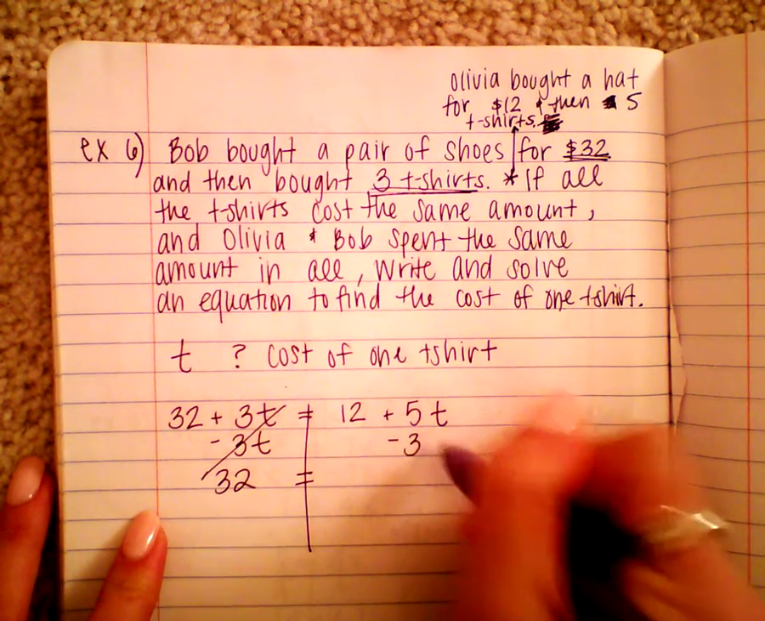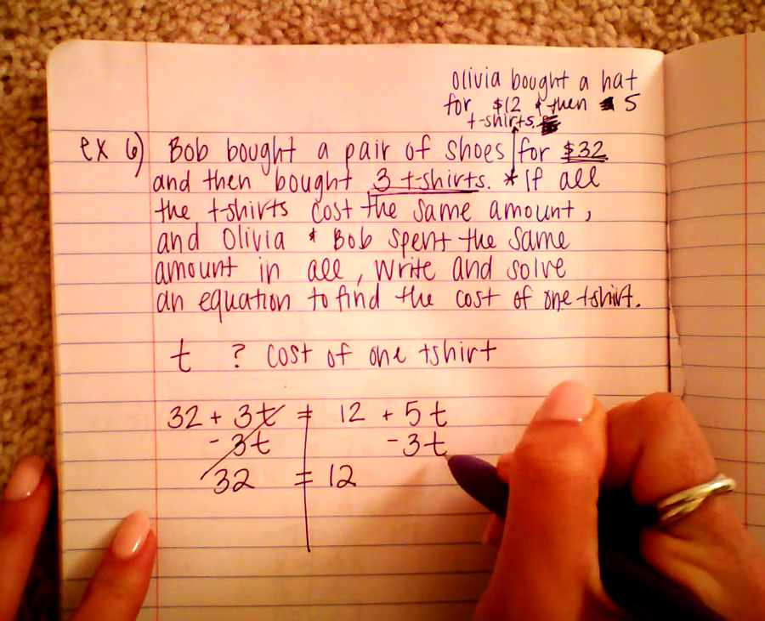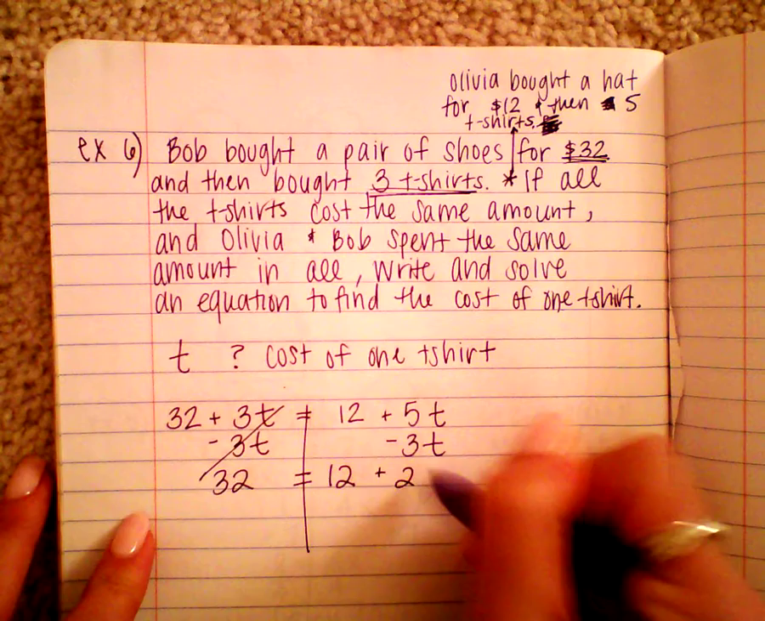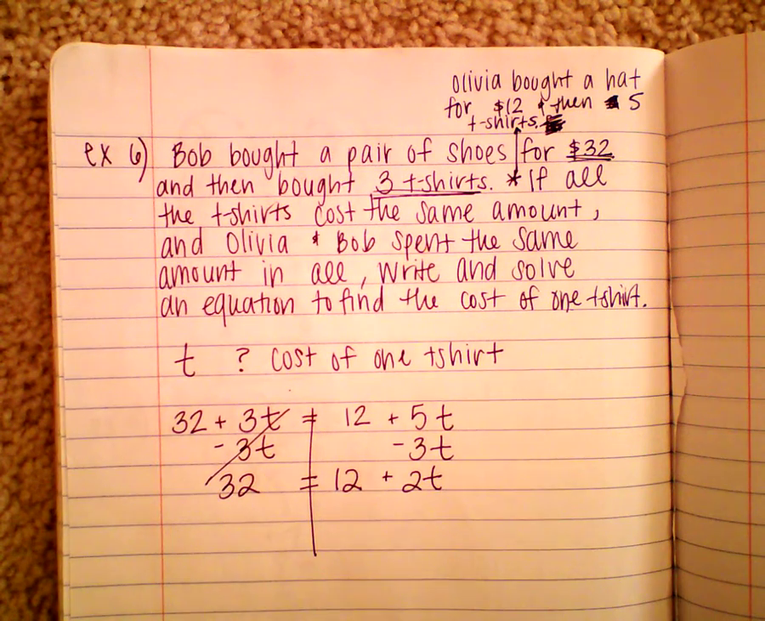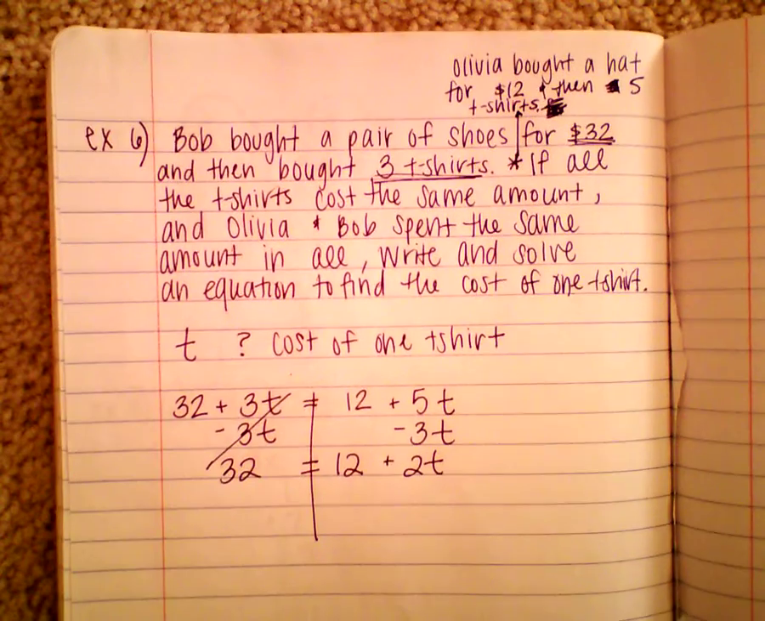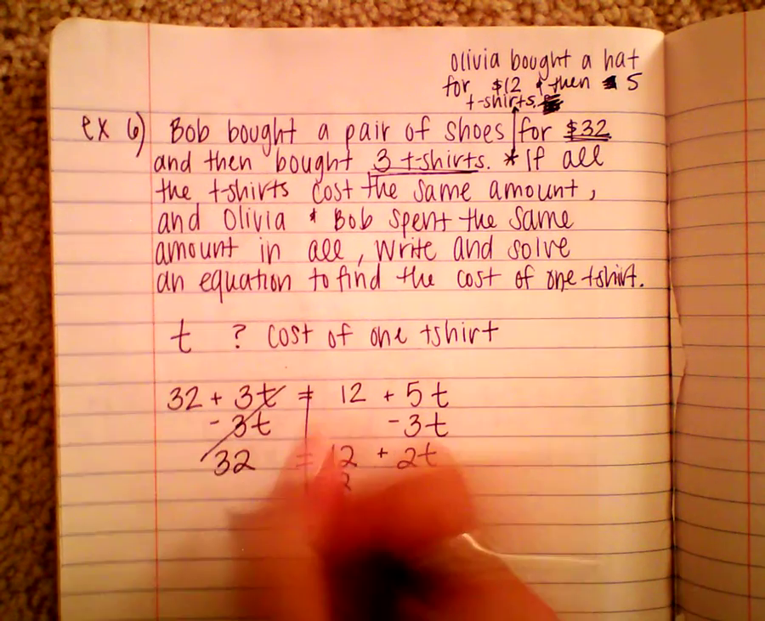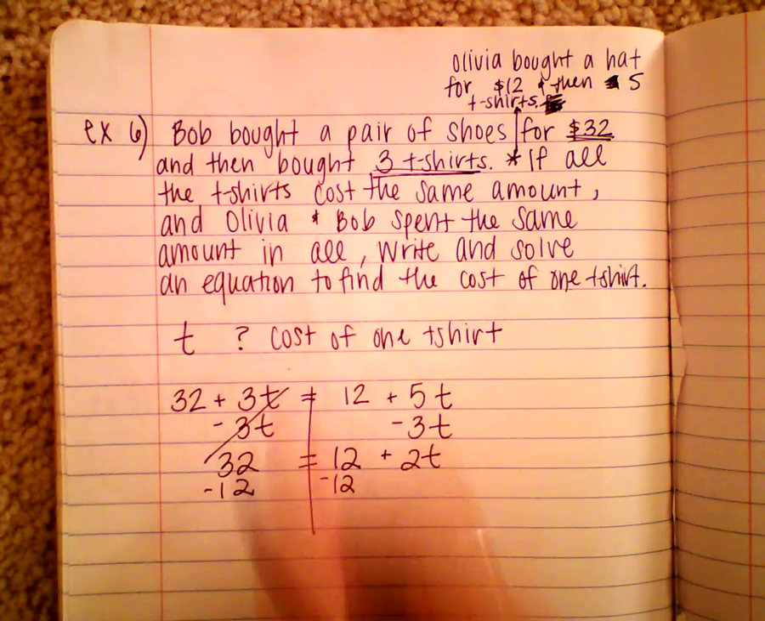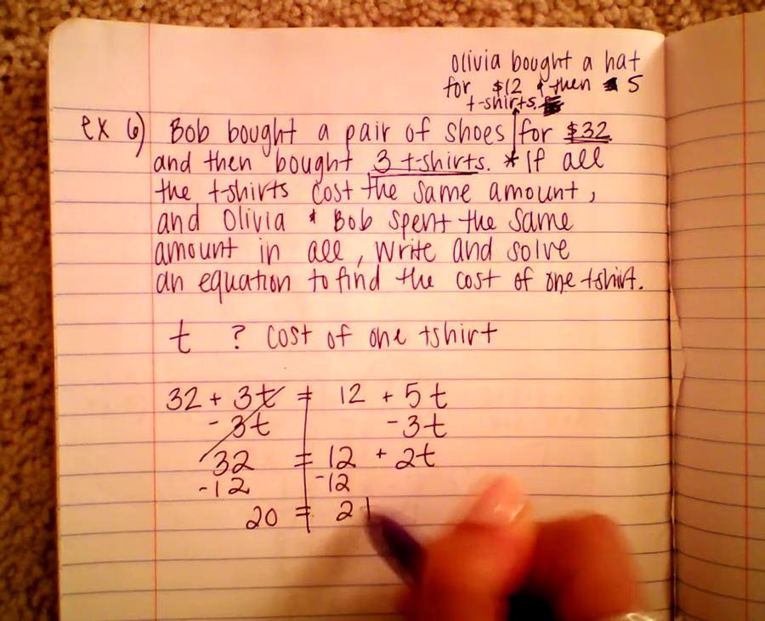Same over here. I'm left with 12. 5t minus 3t is 2t. So now I have a two-step equation. I want to still continue to isolate my variable. So first thing I'm going to do is get rid of this 12. 32 minus 12, I'm left with 20 equals 2t.